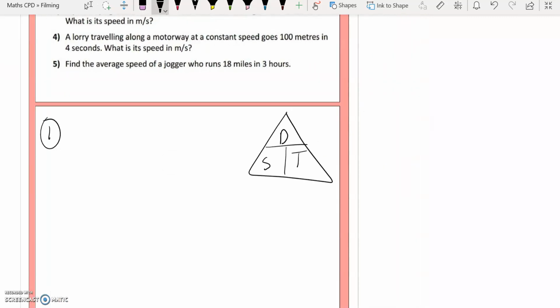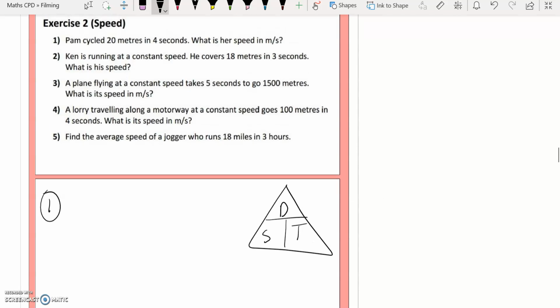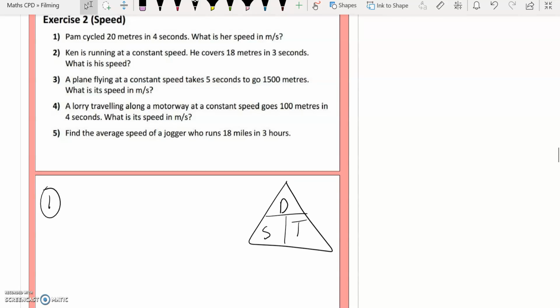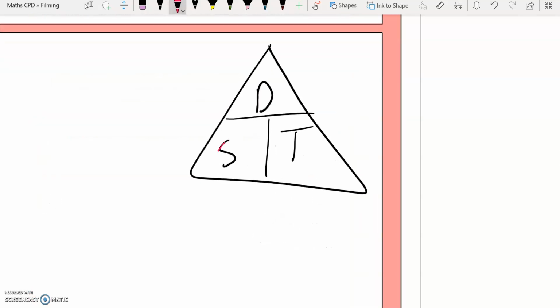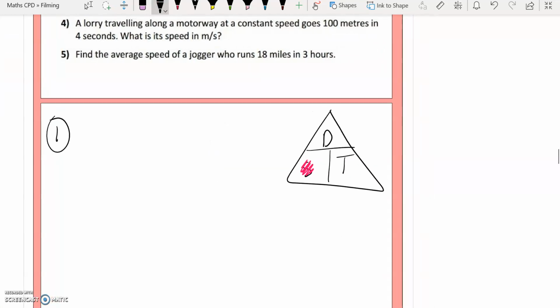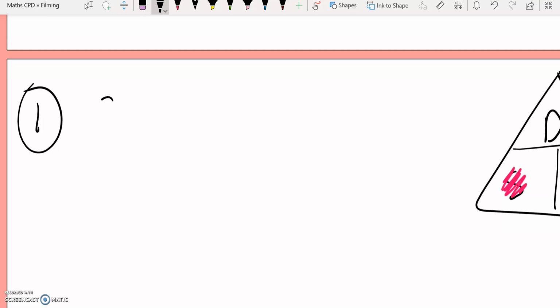So, question 1. Pam cycled 20 metres in 4 seconds. What is her speed in metres per second? We want to calculate her speed. So if we cover up s with a finger, we're left with d over t. And that over means to divide. So to calculate the speed, we'll do the distance and we'll divide that by the time.